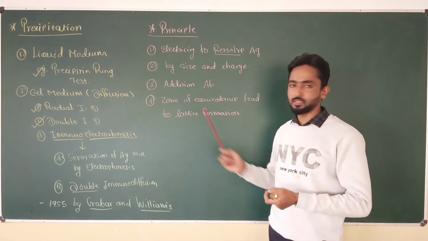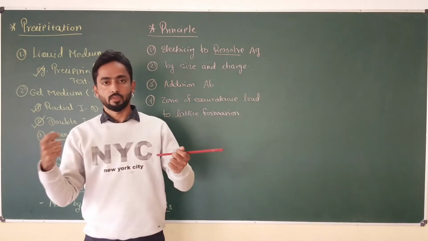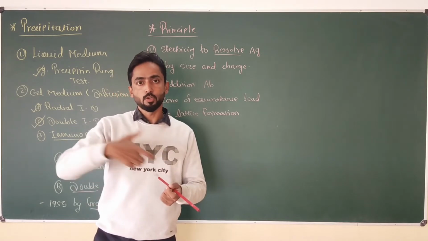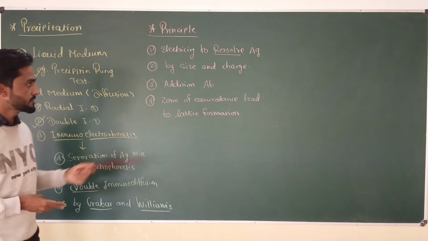Once the lattice is produced, a white precipitation-like line becomes visible in the gel. So this is the basic principle of the test: first we separate the different components or different antigens from the sample, and then we do double immunodiffusion.